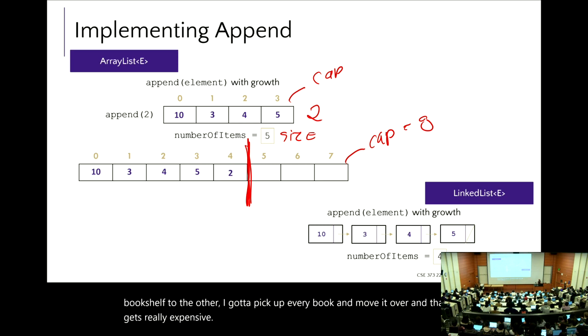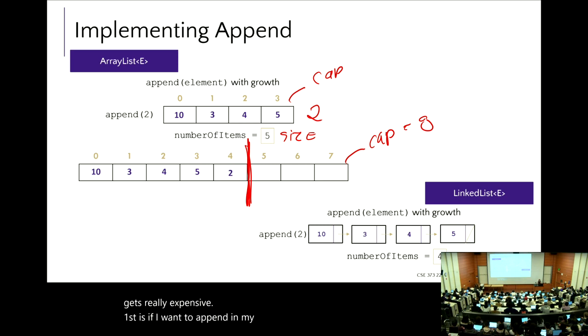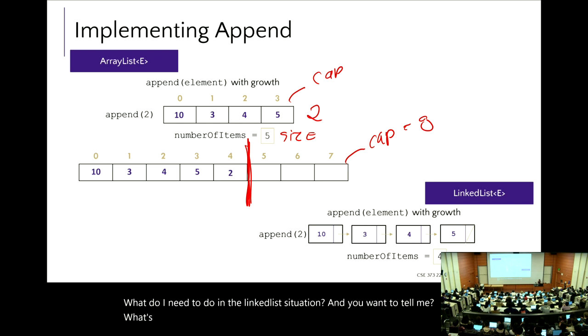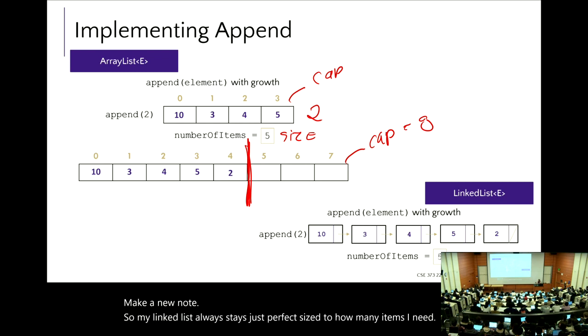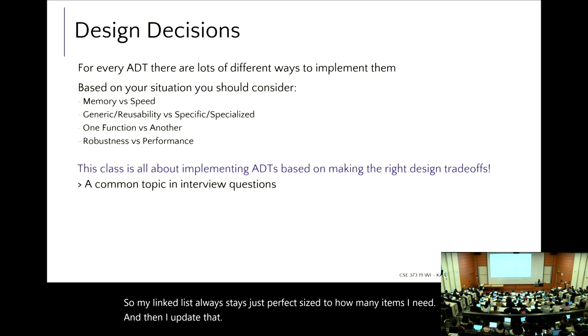Versus if I want to append in my linked list, what do I need to do in the linked list situation? Anyone want to tell me? What's the linked list equivalent? Yeah. Make a new node. So my linked list always stays just perfectly sized to how many items I need. And then I update that.